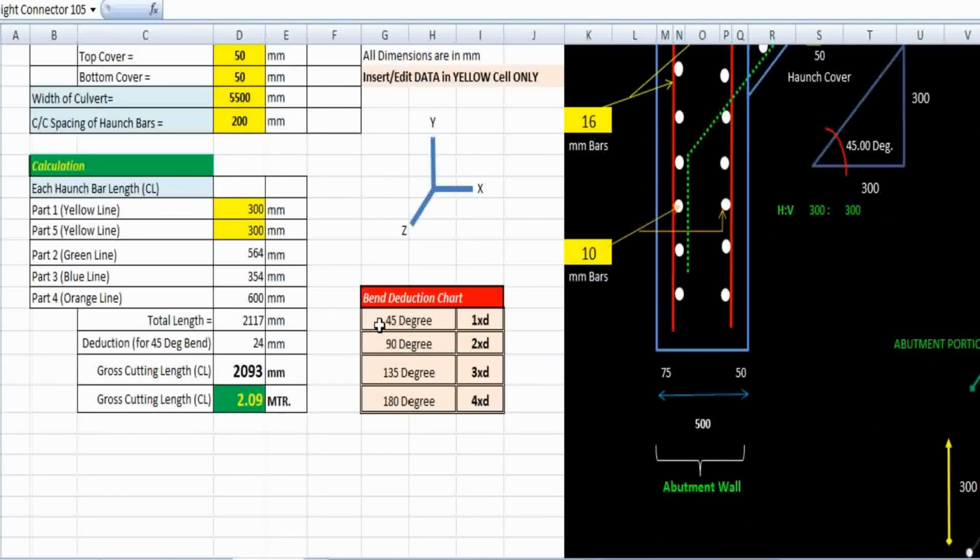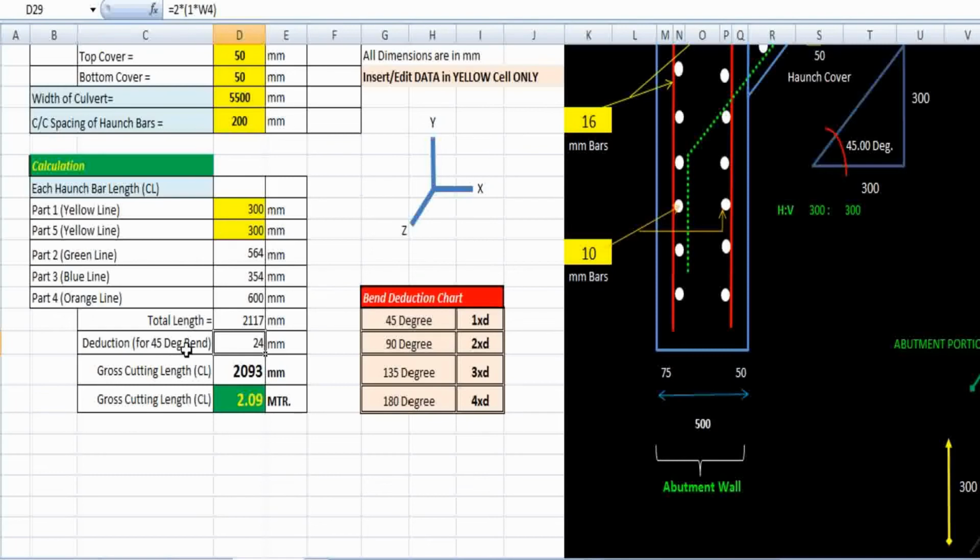Similarly, if we are having the bend at 90 degree, then we have to deduct 2d value. For 135 degree we have to deduct 3d value. For 180 degree we have to deduct 4d value. So here the total length we got is 2117 millimeter.